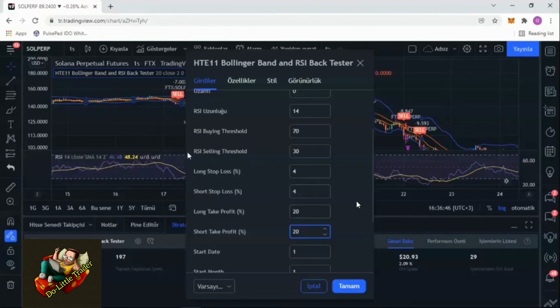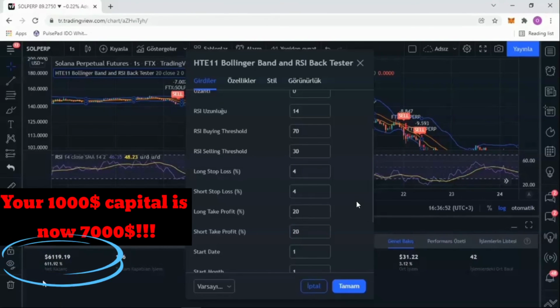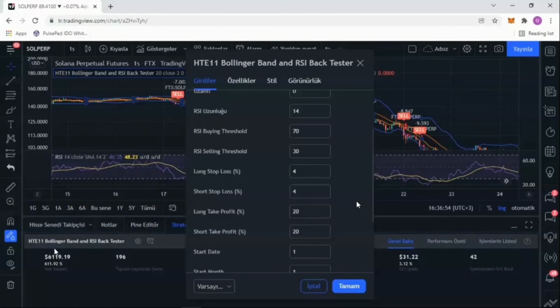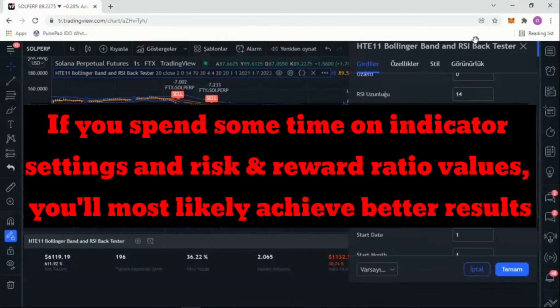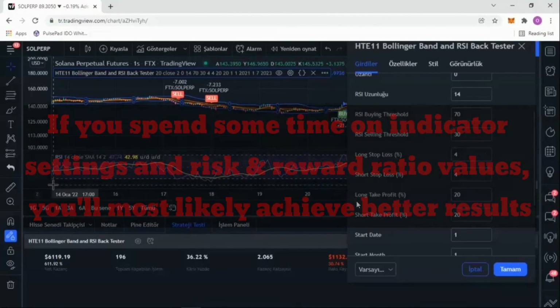Wow. Check out this net profit, dear Doolittle traders. It is a magnificent 611% net profit within a year. Even we were not expecting that. We didn't spend so much time on the settings. We are pretty sure if you spend some time with the tester, you will be able to achieve better results.